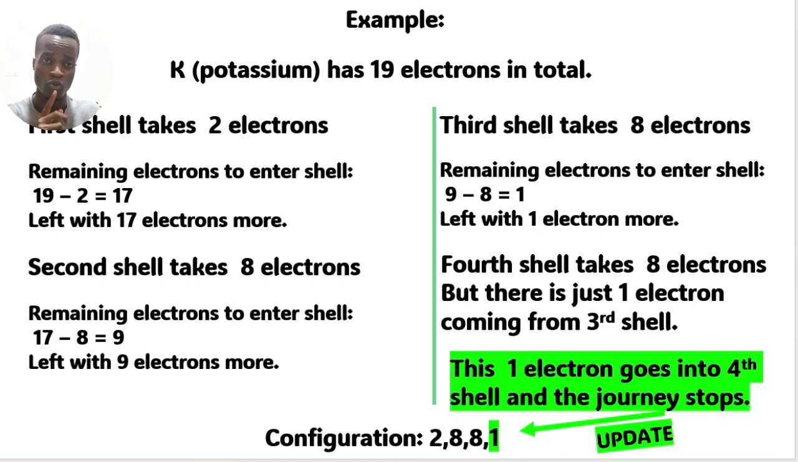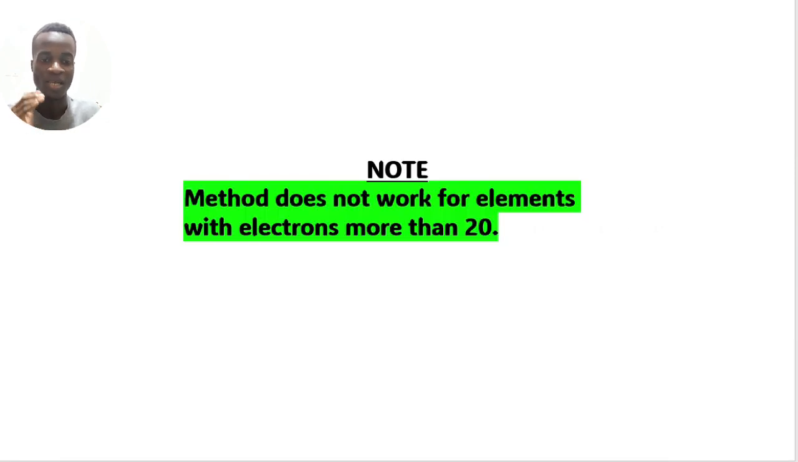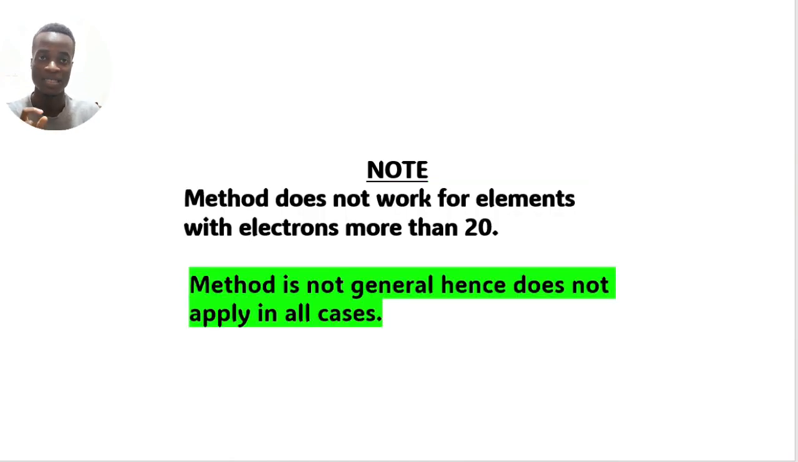Now we are in senior high school. We are at the senior high school level. We don't do this method anymore. Just know that this method does not work for elements with electrons more than 20. So I use potassium, and potassium has 19 electrons. So you go to calcium, which has 20 electrons. You can still do the 288 approach. But if I give you scandium or iron, we will have more than 20 electrons. This 288 approach will not help us. In another word, the method is not general, hence does not apply in all cases, right?